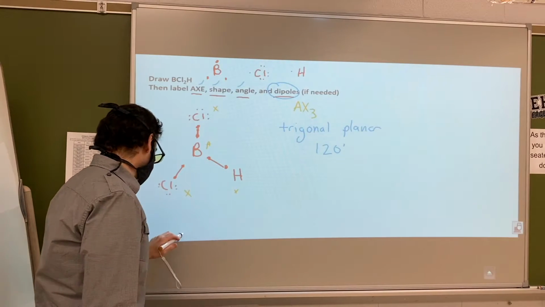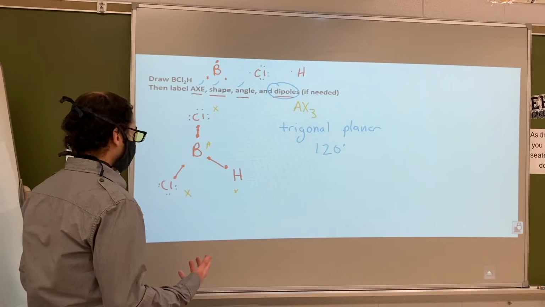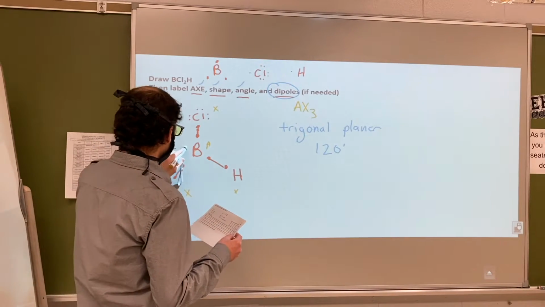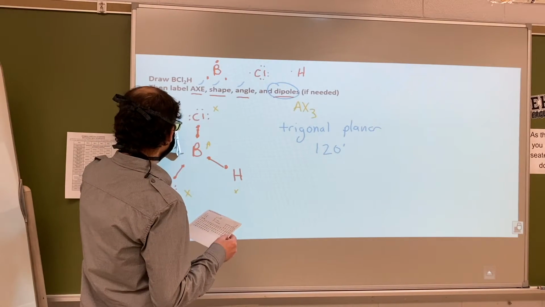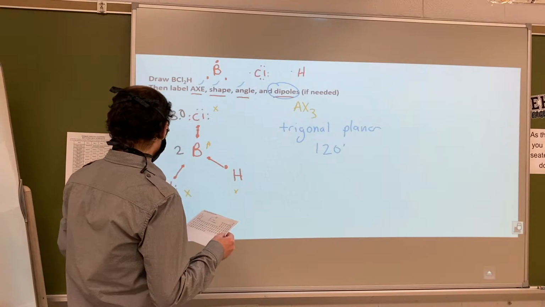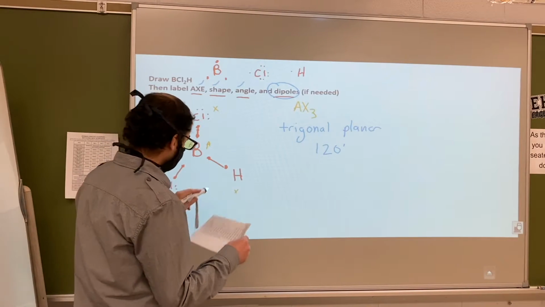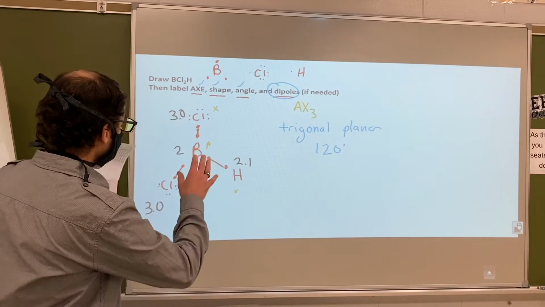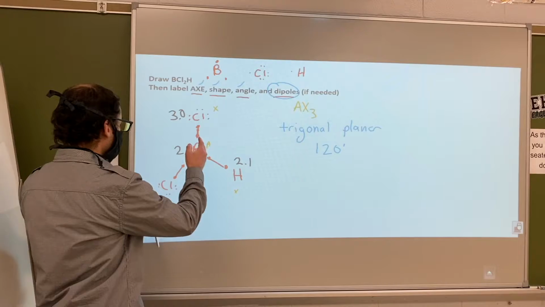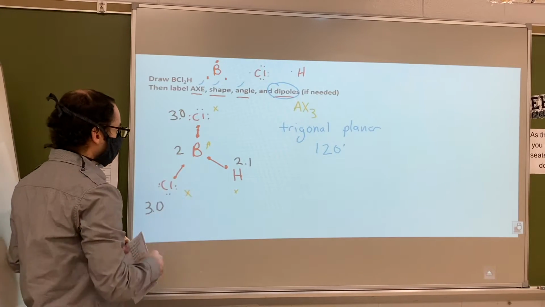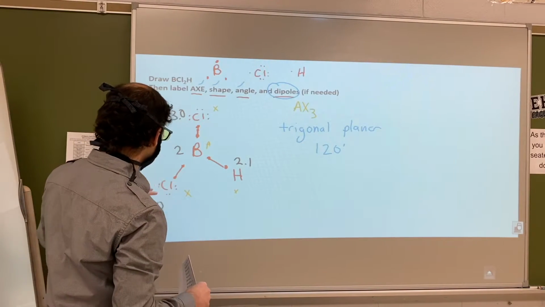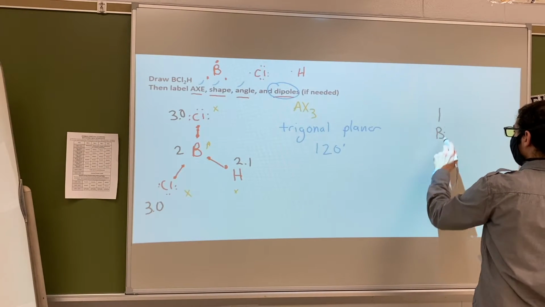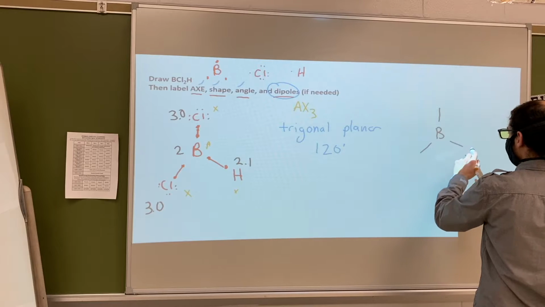All right, last thing we need to take a look at for this one are the dipoles. So let's check out the electronegativity of everything. Boron is 2, chlorine is 3, hydrogen is 2.1. All right, so this molecule you can see is more electronegative where the chlorines are. Now, if we draw this a little bit cleaned up, which actually looks pretty good over there.